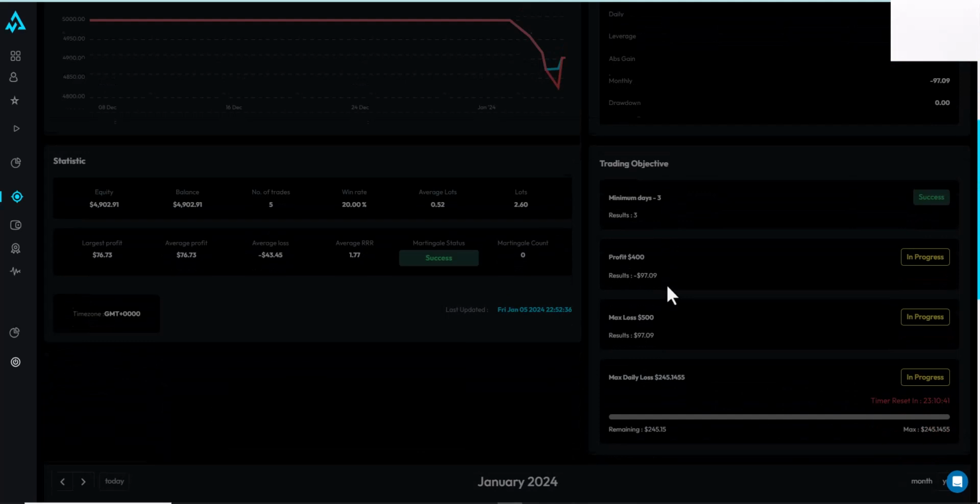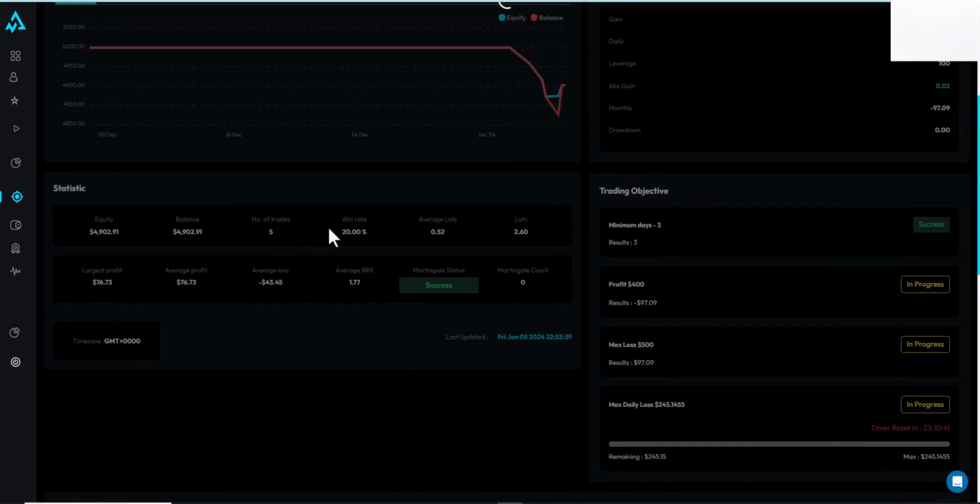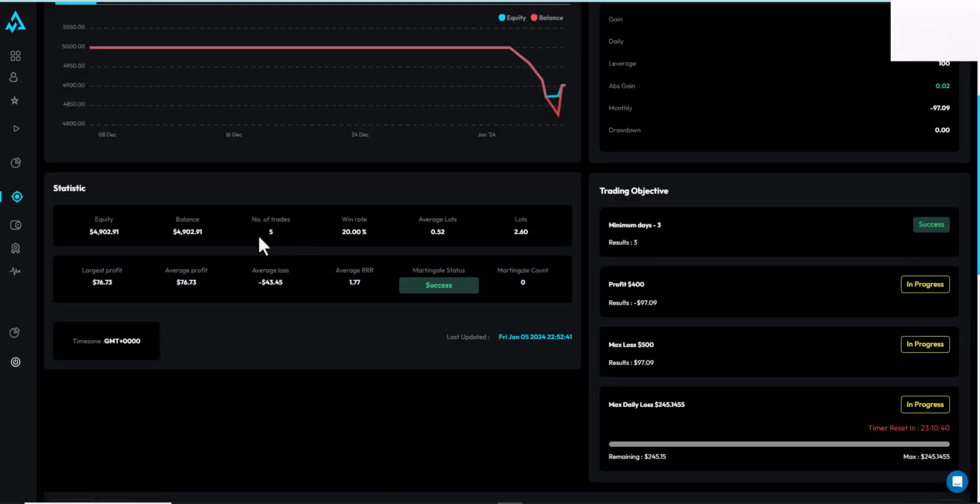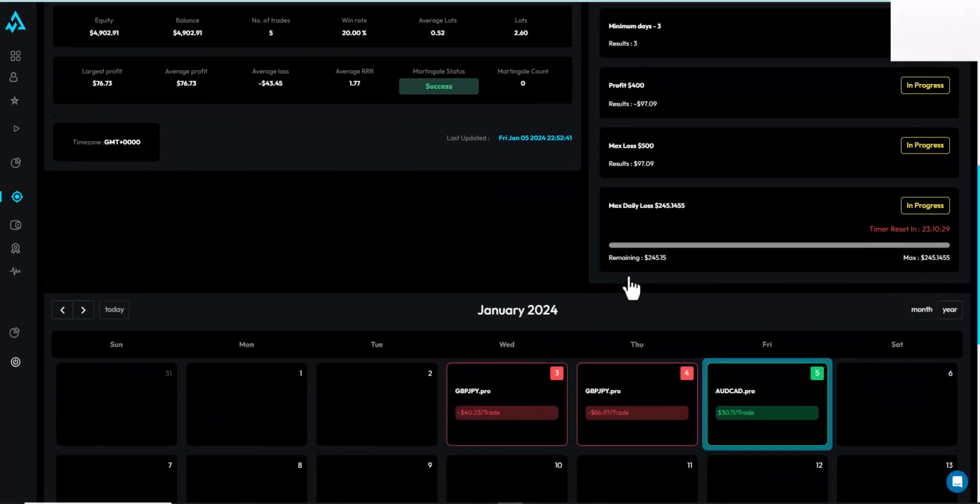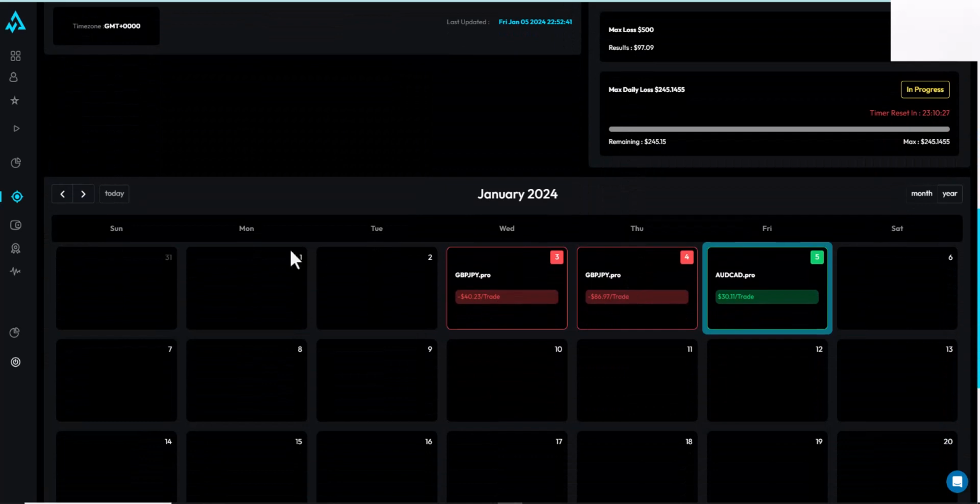Let's break down the whole week, what happened during the week. So I took a number of 5 trades during this week. I entered with an average lot size of 0.52. And you can see from here I didn't trade on Monday and Tuesday. However, I took some trades on Wednesday, Thursday, and Friday.